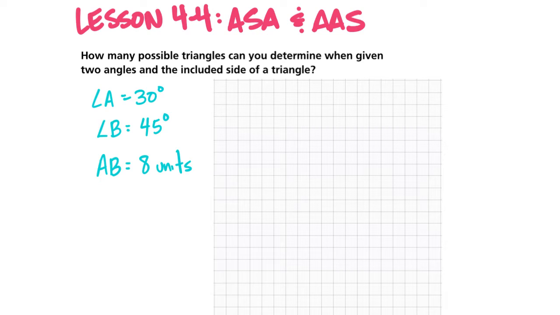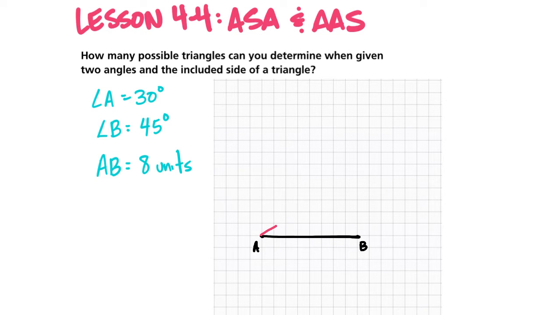Let's go ahead and try and sketch out what this possible triangle might look like. I'm going to start with segment AB that's going to be 8 units long. I'm going to put point A over here, and then point B is going to be 8 units away, about right there. So here's segment AB. That's going to be one side of my triangle. Now angle A needs to be 30 degrees, so it needs to come out at about a 30-degree angle, something like this.